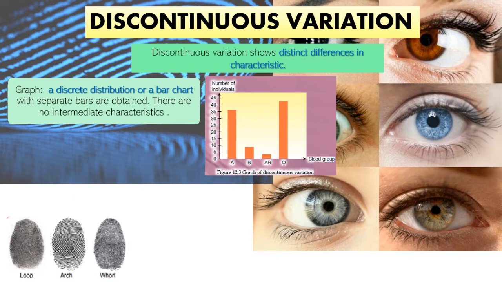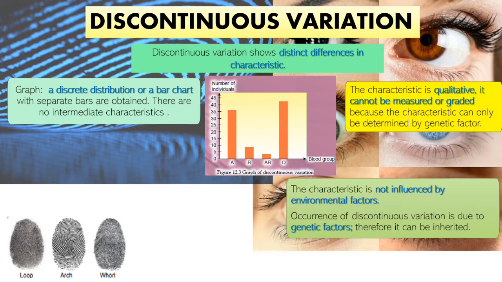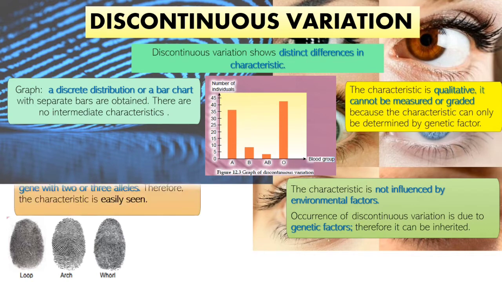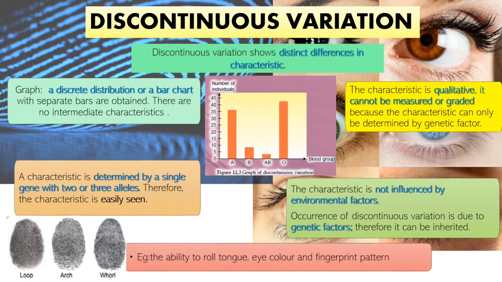For example, blood group. The characteristic is qualitative. It cannot be measured or graded because the characteristic can only be determined by genetic factor. The characteristic is not influenced by environmental factors. So the occurrence of discontinuous variation is due to genetic factor. Therefore, it can be inherited. A characteristic is determined by a single gene with 2 or 3 alleles. Therefore, the characteristic is easily seen. Examples are ability to roll the tongue, eye color, and fingerprint pattern.